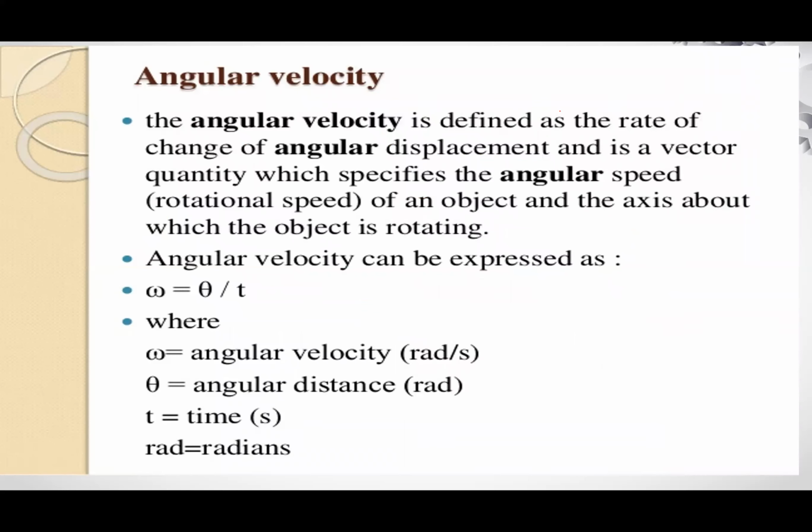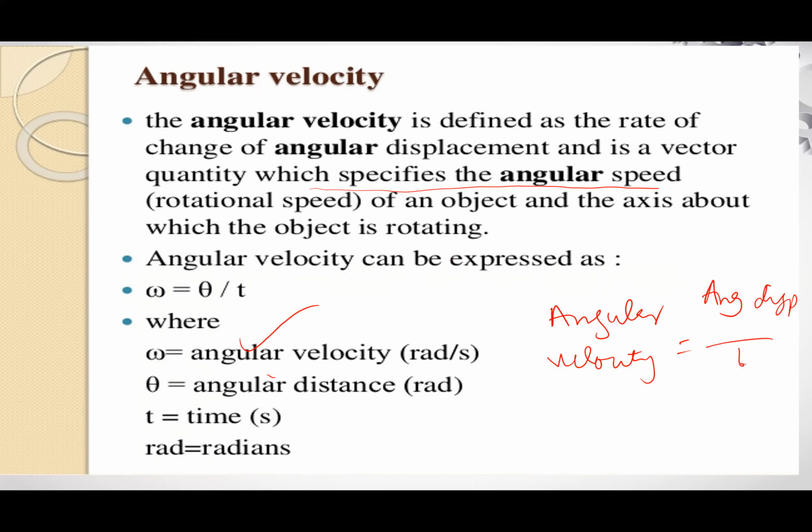Angular velocity. The angular velocity is defined as the rate of change of angular displacement. It is a vector quantity which specifies the angular speed of an object and the axis about which the object is rotating. Angular velocity can be expressed as omega is equal to theta divided by t, the angular displacement per unit time. So omega is equal to theta divided by t.